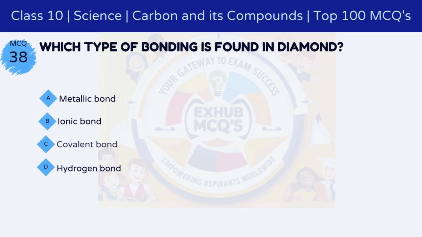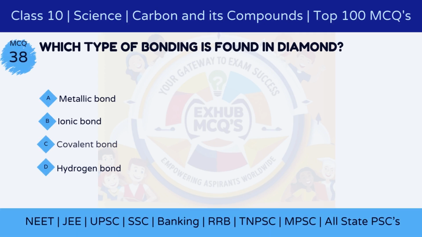MCQ 38. Which type of bonding is found in diamond? Option A, metallic bond. Option B, ionic bond. Option C, covalent bond. Option D, hydrogen bond.